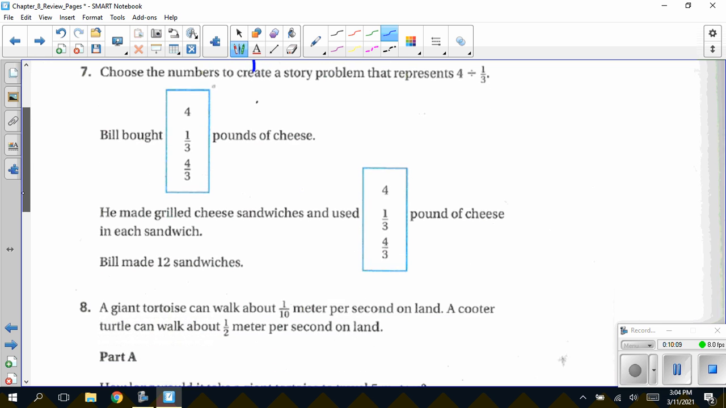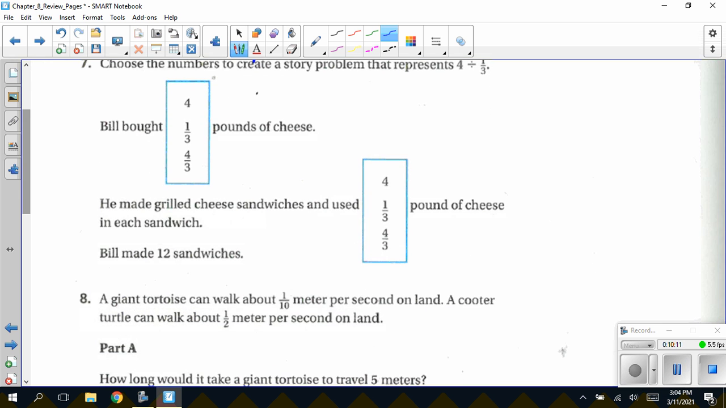For question number 7, it says choose the numbers to create a story problem that represents 4 divided by 1/3. So when I create this story problem, I need to remember that I'm supposed to be dividing the 4, whatever it is that they want to divide, and I need to make it into 1/3 size sections.